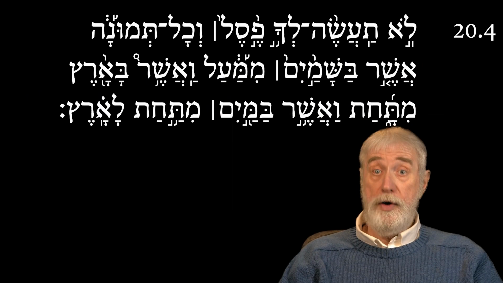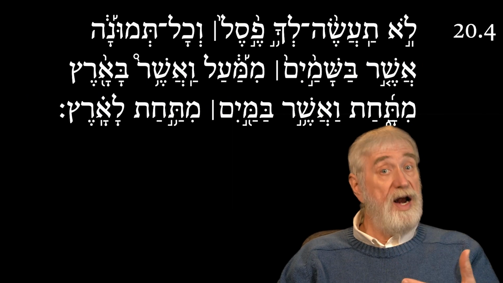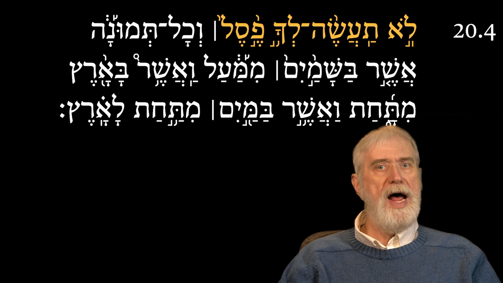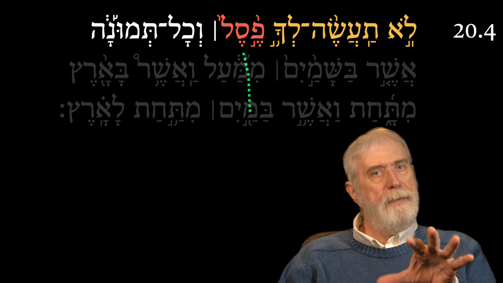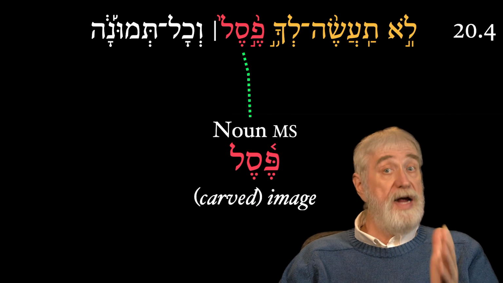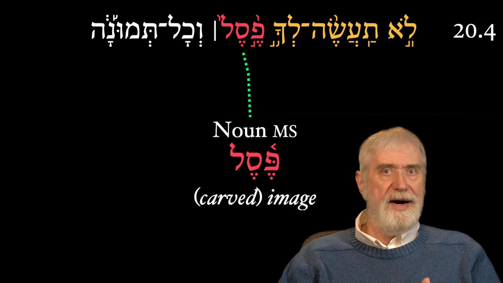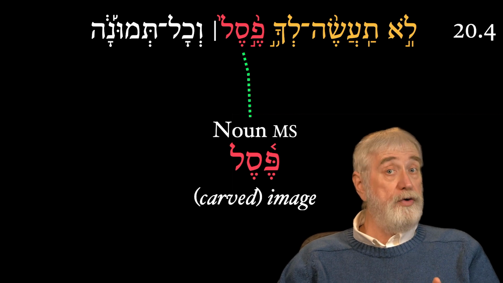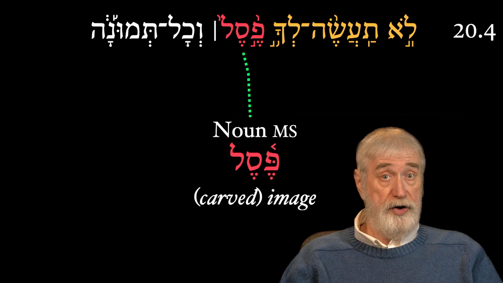Verse 4 introduces a new thought. Lo ta'aselaka pesel. You must not make for yourselves a pesel. A pesel is an image of a deity, an idol. But more specifically, a pesel refers to a carved image.